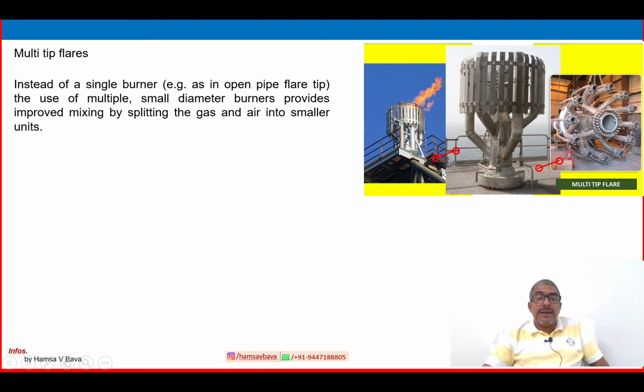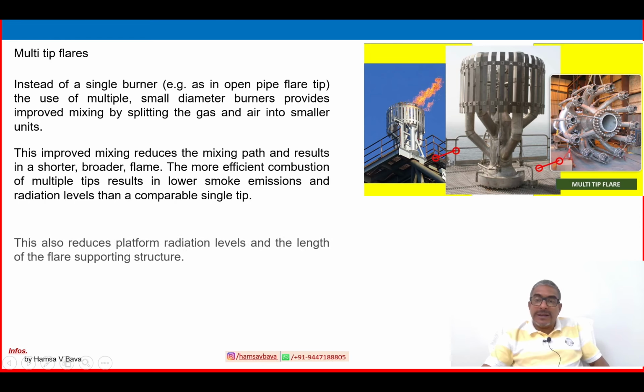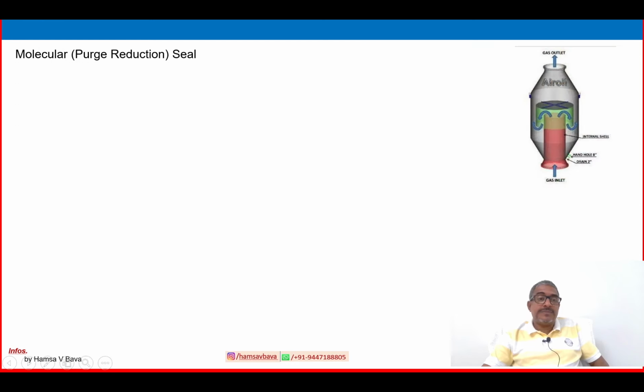Instead of a single burner, as in other low pressure flare systems, it uses multiple smaller diameter burners, improving mixing by splitting the gas and air into smaller units. This improved mixing reduces the mixing path and results in a shorter, broader flame. The more efficient combustion of multiple tips results in lower smoke emissions and radiation levels than a comparable single tip. So multiple tip systems are there. This also reduces platform radiation level and the length of the flare supporting structure, compared in an offshore flare system.